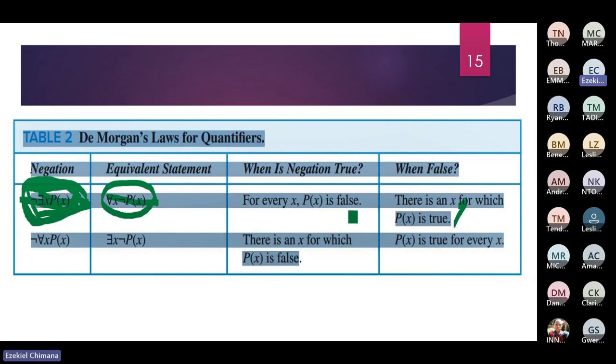So it's now a matter of understanding it, but that's what the table is trying to portray. That's what the table is trying to say. When this one is true and when this one is false. Whenever the negation of there exists x such that P(x) is true, then it's as good as saying that for every x in our domain, P(x) is false.